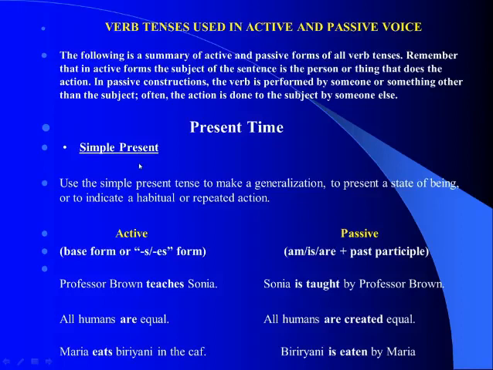Simple present. In simple present, base form, you might have studied that the form of simple present is subject plus verb plus s. Verb plus s. That is the form of simple present. That s is here. We are just adding an s with the verb. For example, eat, eats.